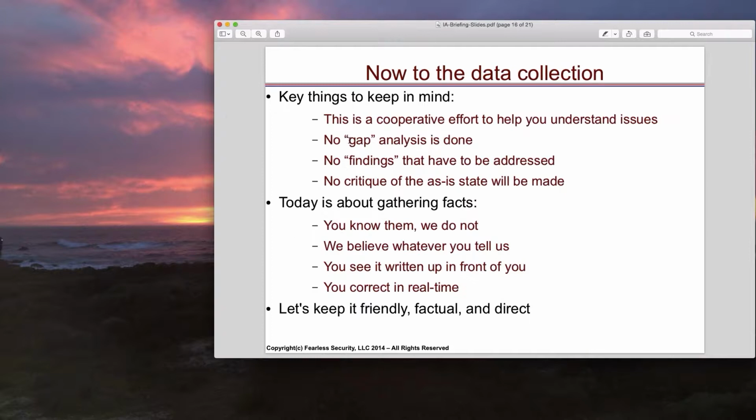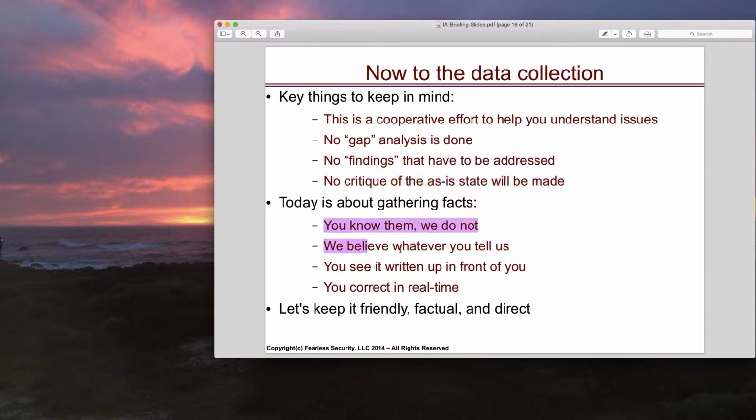Just as an aside here, there's no gap analysis done. It's a cooperative effort to help you understand your issues. We don't have findings like an audit. This is not an audit. This is something to help you move forward. And in the case of an insurance assessment, to help the insurer make determinations about insurability, retentions, and rates.